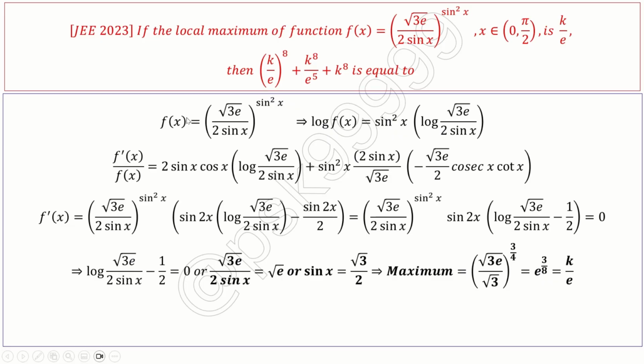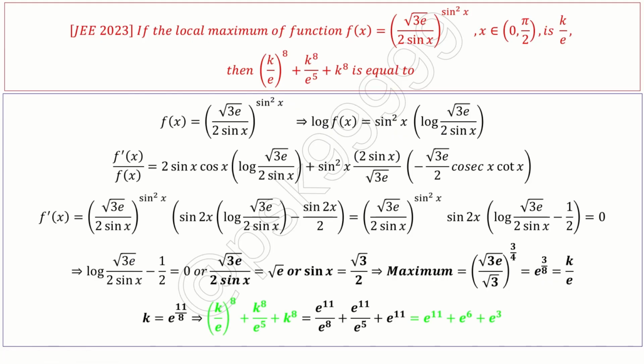Because f of x I am substituting here actually. Square root of 3e by square root of 3, because this is 2 sin x, right? 2 sin x is nothing but square root of 3, whole to the power of sin square x, so 3 by 4. So this is nothing but e to the power of 3 by 8, which is equal to k by e. Now you just need to put it in the k by e form. That's it. So k is nothing but e to the power of 11 by 8.